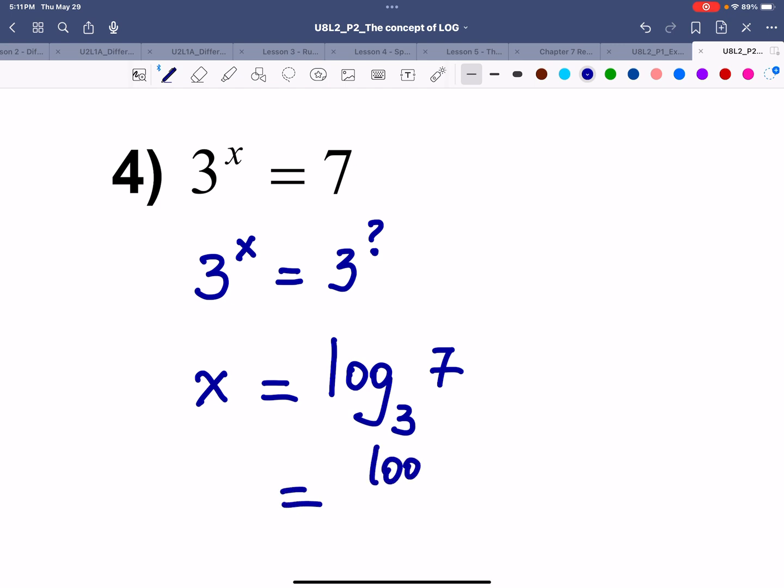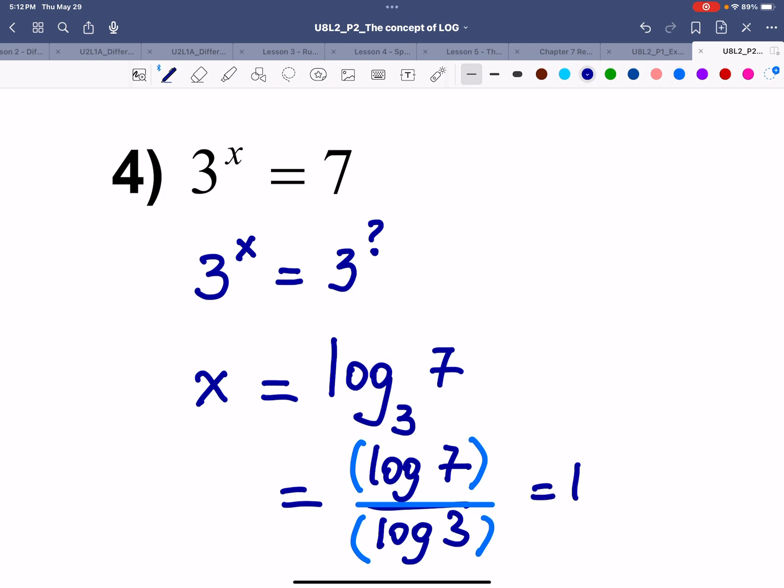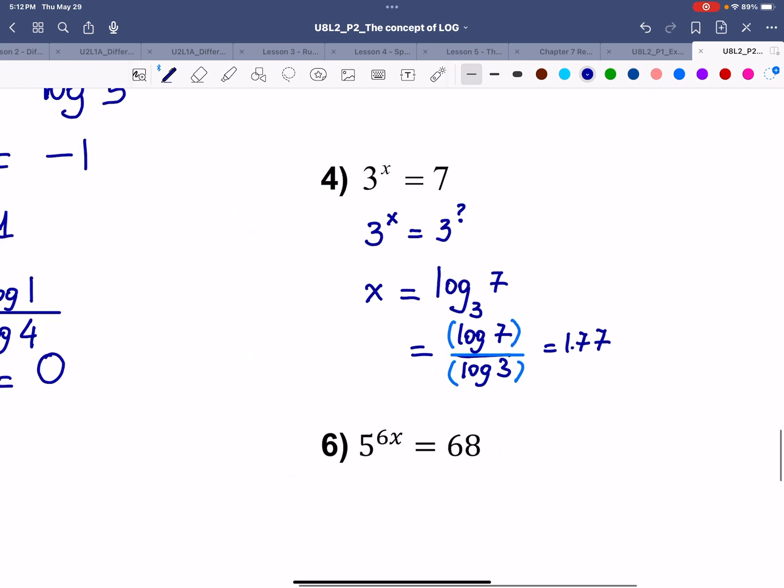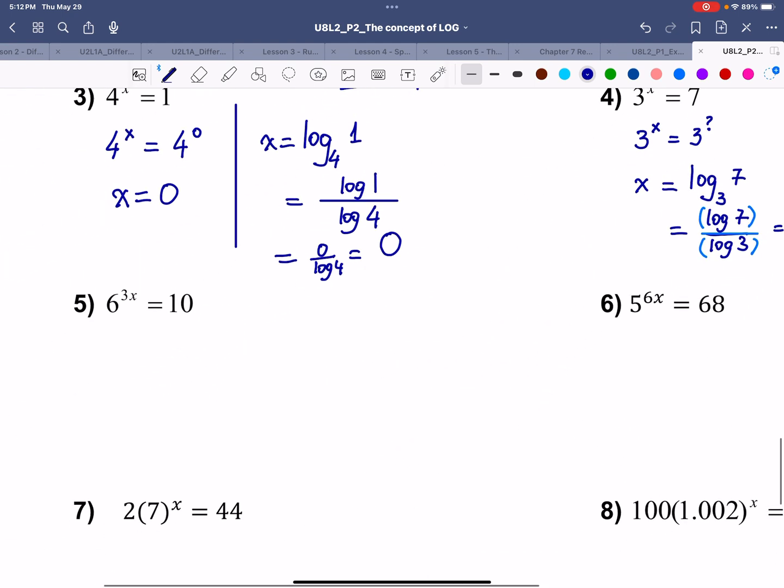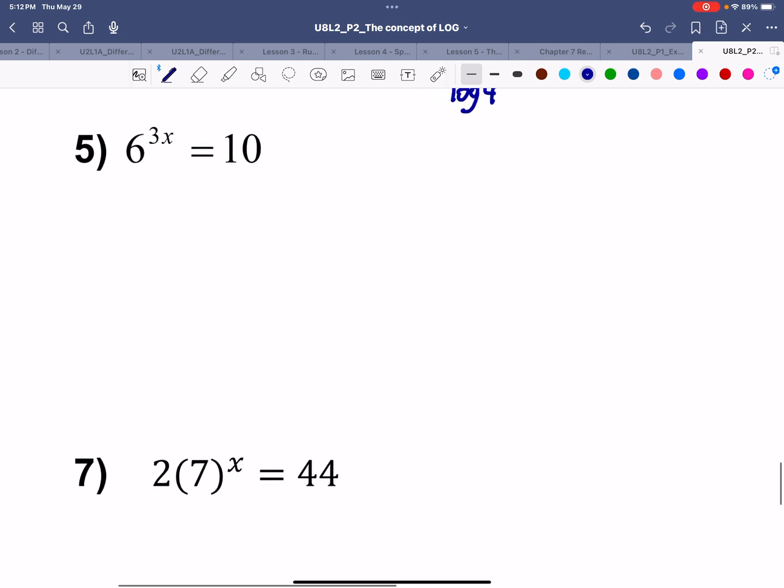So that would be log of 7 divided by log of 3. And again, careful when you use a calculator. So keep this in brackets, and then you divide, and then keep the denominator also in brackets. So log of 7 divided by log of 3 is equal to 1.77. So that's the answer. And again, round to 2 decimal places. That is a common rounding. So let's take a look at a more interesting question.